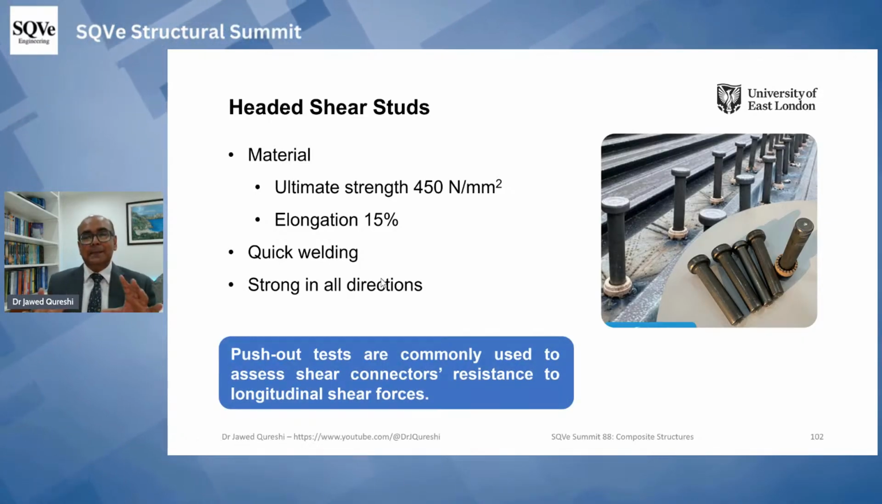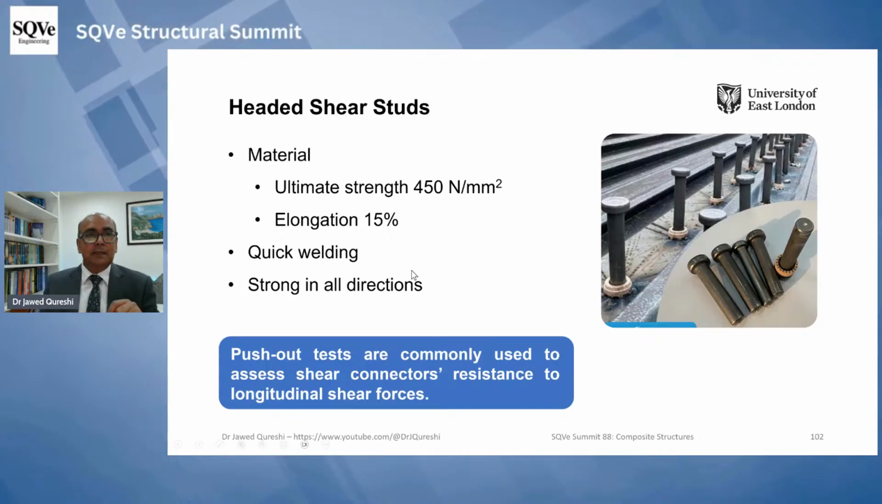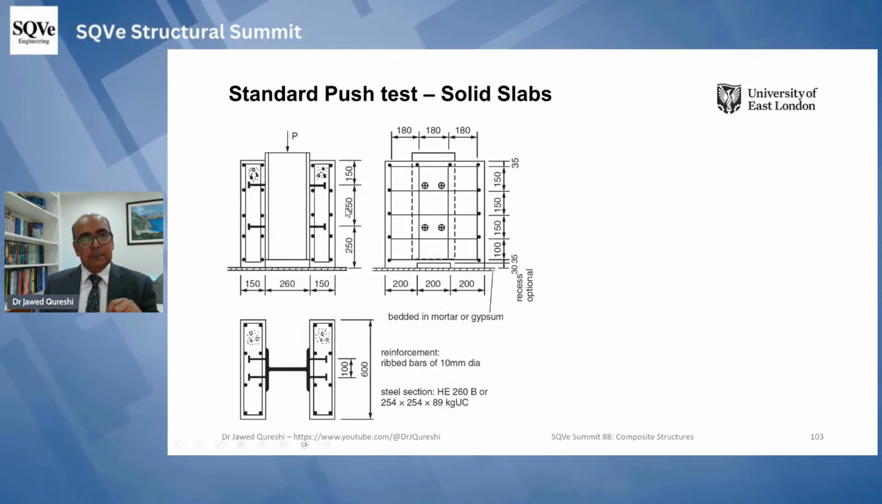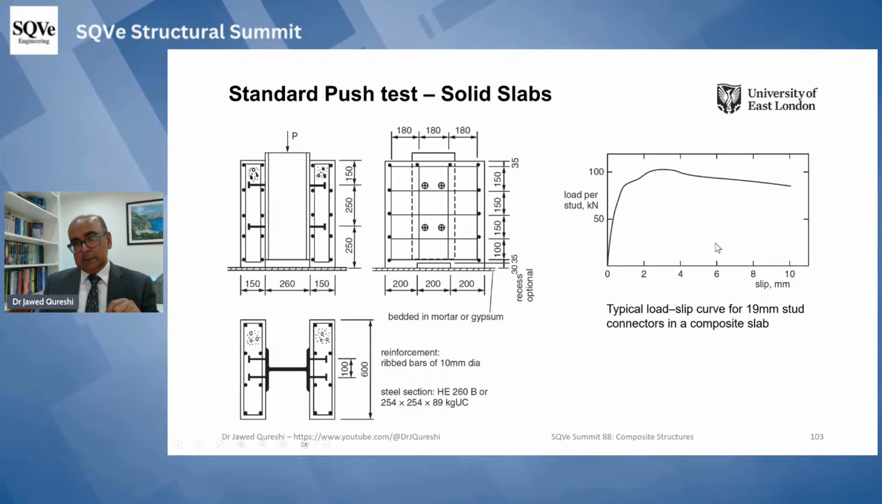Small replica beam tests are carried out to assess shear connector resistance to longitudinal shear. And these tests look like this. In design codes, we have push tests, which are for solid slabs. And in design codes, they say that they should have at least 6 millimeter slip.